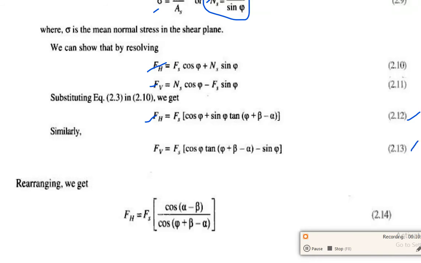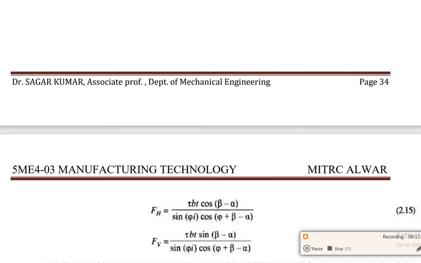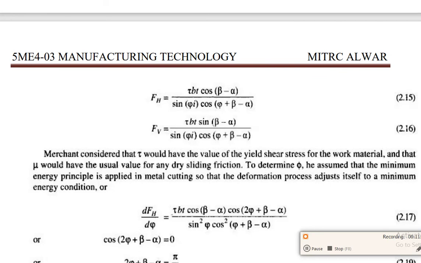After rearranging these terms, we get the horizontal force Fh equals Fs cos(beta minus alpha) by cos(phi plus beta minus alpha). Rearranging further, we get Fh equals tau bt cos(beta minus alpha) by sin phi cos(phi plus beta minus alpha), and the vertical force is tau bt sin(beta minus alpha) by sin phi cos(phi plus beta minus alpha). From the previous equation, substituting all these values, we get the value of the horizontal force.